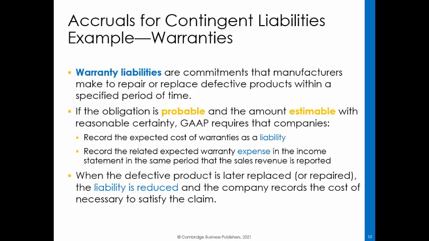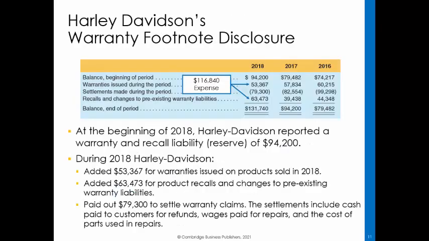to satisfy the claim. Harley-Davidson's warranty footnote in its 2018 annual report included a reserve at the beginning of 2018 for $94,200 for estimated product warranty and safety recall costs. During 2018, the company added $53,367 to the reserve relating to warranties on products sold in 2018. Then the company added another $63,473 to update the estimates it made in prior periods because the actual cost to replace and repair recalled equipment came in significantly higher than anticipated and the company needed a catch-up accrual.